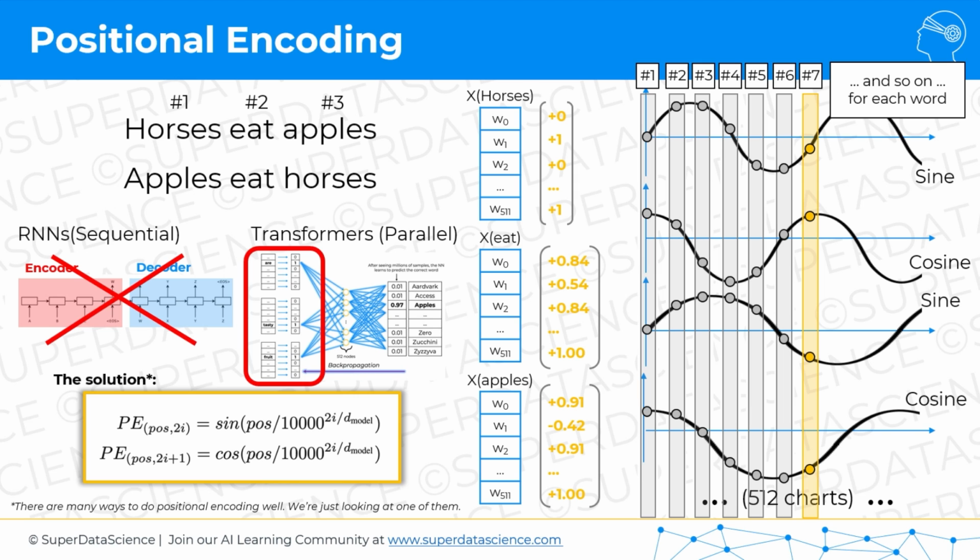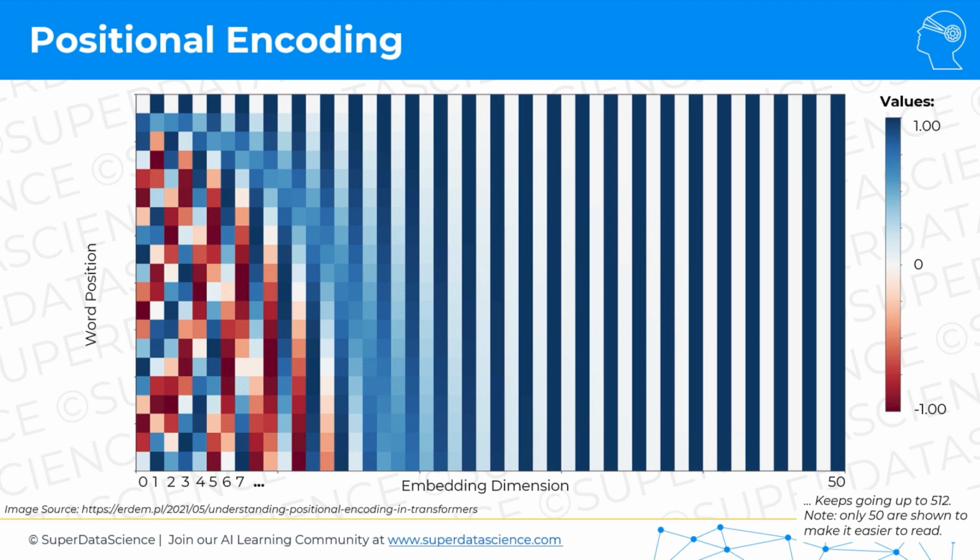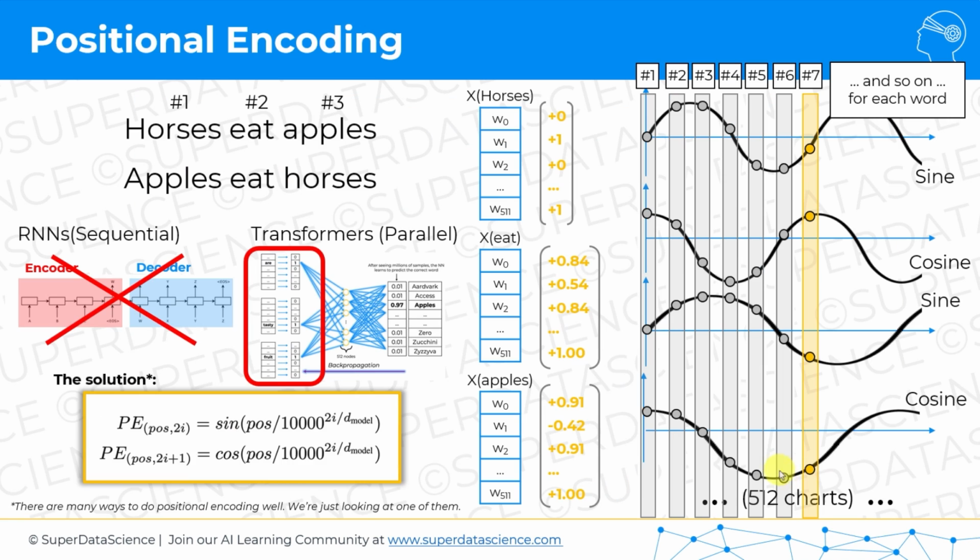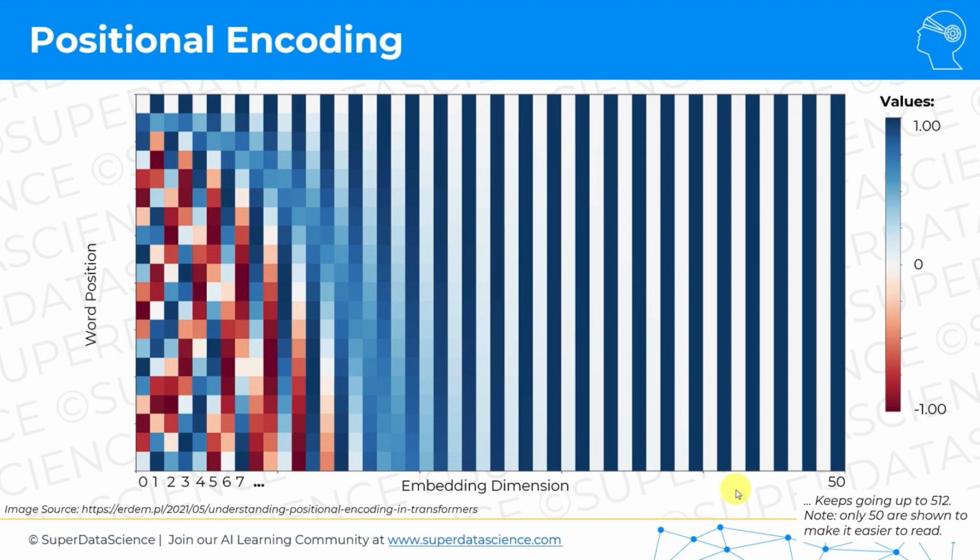Okay, so now moving on to the next slide. Here we've got a chart which looks a little bit scary at the start, but it's actually very useful and simple to understand. Here we've got the embedding dimensions, which are these values over here. It goes up to 50, but it should actually go up to 512. This is for illustration purposes. And here we've got word position.